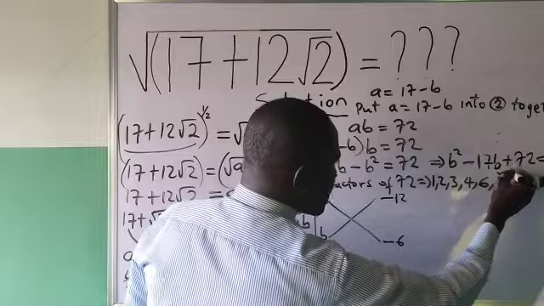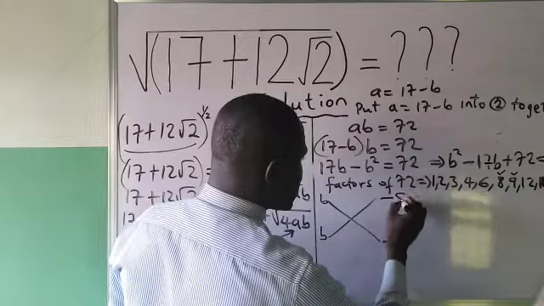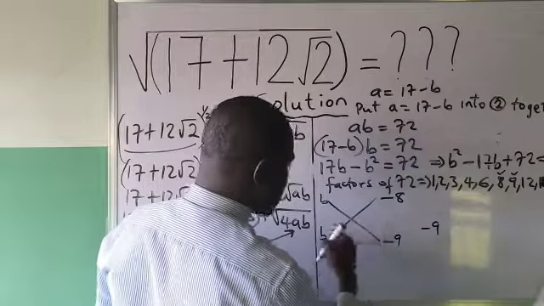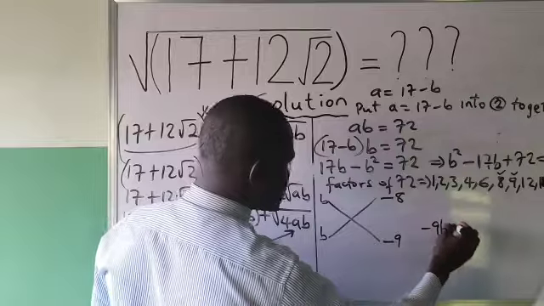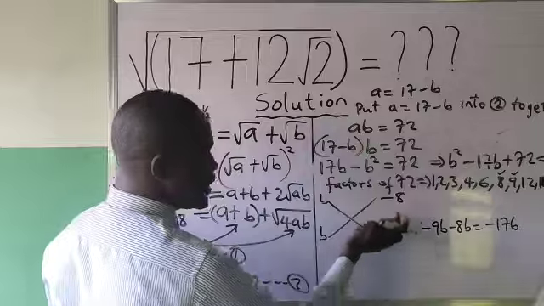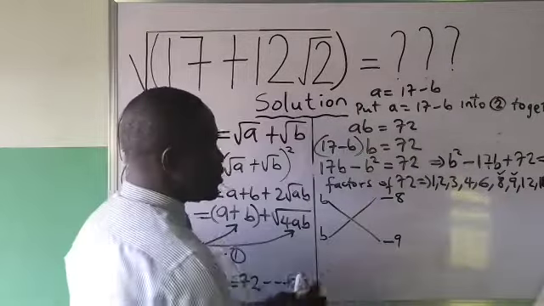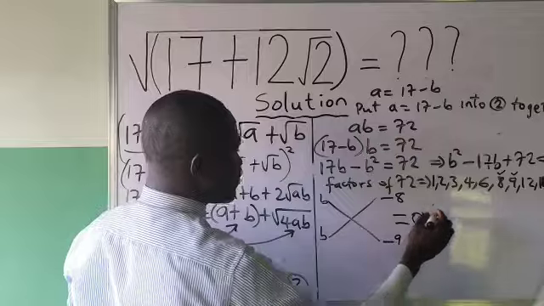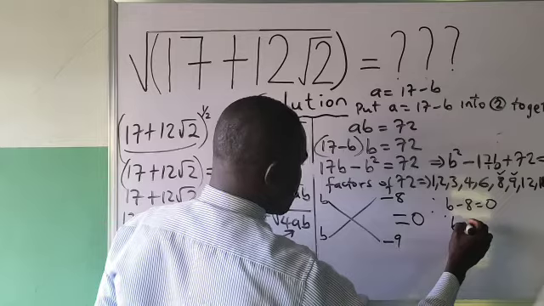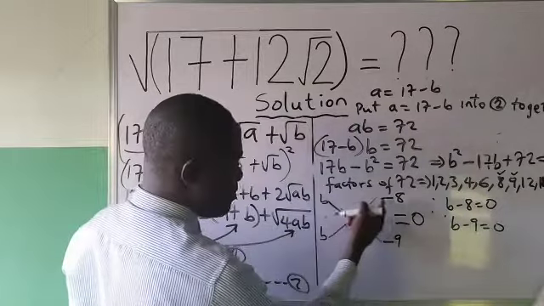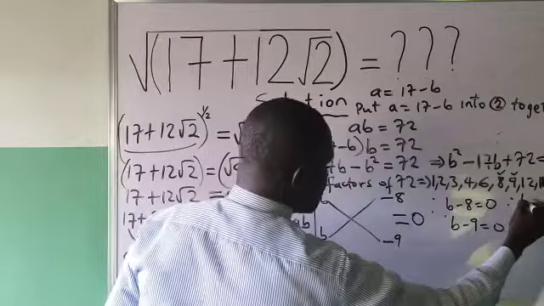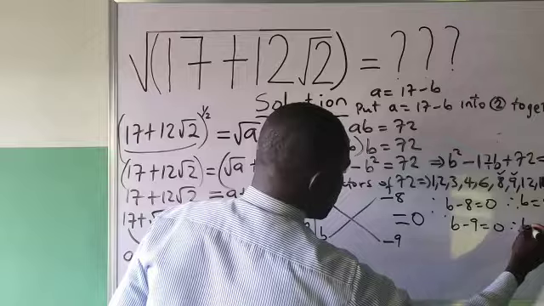I look for another pair of numbers, 8 and 9. I'll put 8 here and put 9 here. This times 9 gives minus 9B, and this times 8 gives minus 8B. That will give you minus 17B. It means this is the one that works. I will now say this equals 0. Therefore, B minus 8 equals 0 and B minus 9 equals 0. B minus 8 equals 0, B minus 9 equals 0. Therefore, B equals 8 and B equals 9.